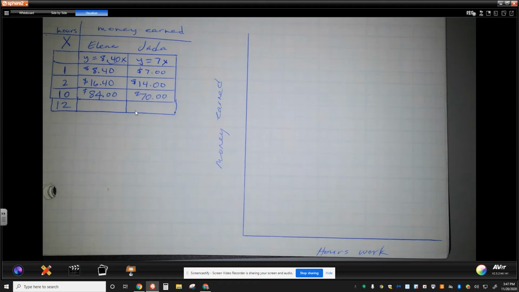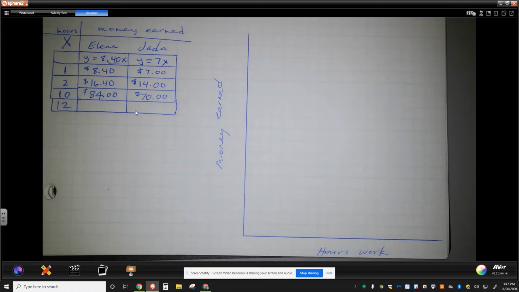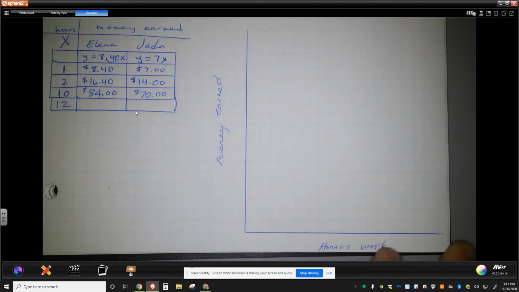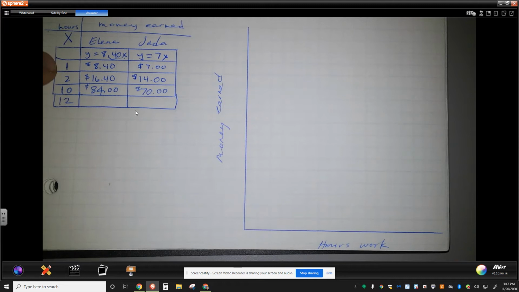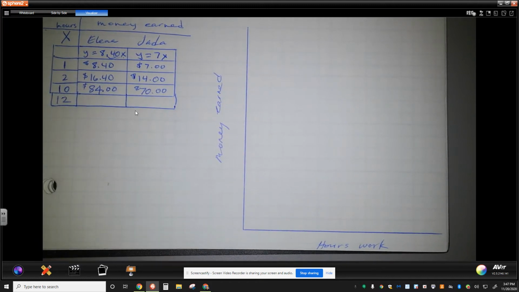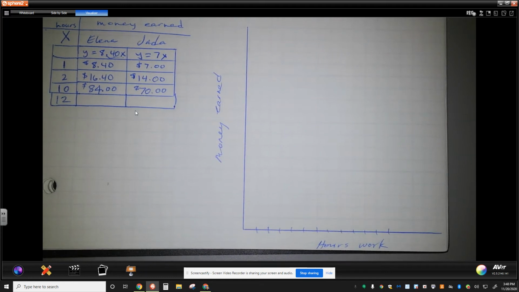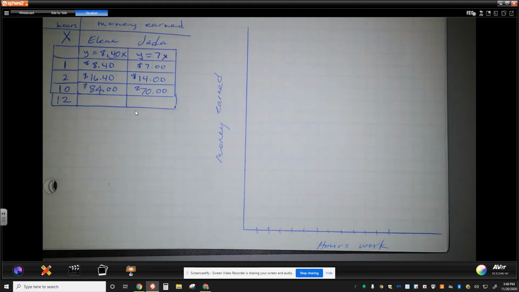Appropriate intervals for this, well, we can see that after 10 hours, we have 84 and 70. So we need to think about something that's pretty large, but not too large. If I go down here with these inputs of 1, 2, 10, and 12, I can go along the bottom by ones and just say this is 1, 2, 3, 4, 5, 6, 7, 8, 9, 10, 11, 12. Or I can call that by twos. Either one will be acceptable, but I have to model my y-axis more appropriately to these outputs.